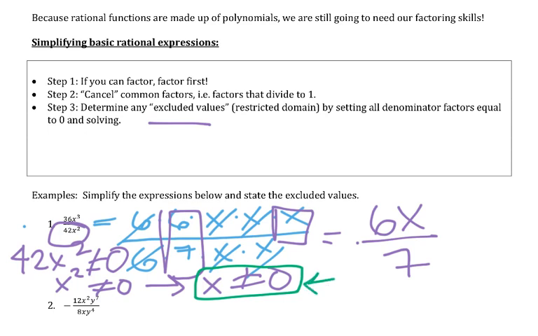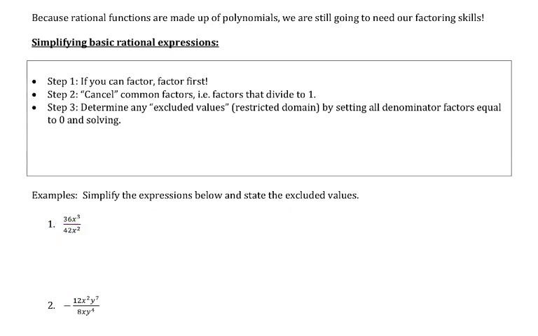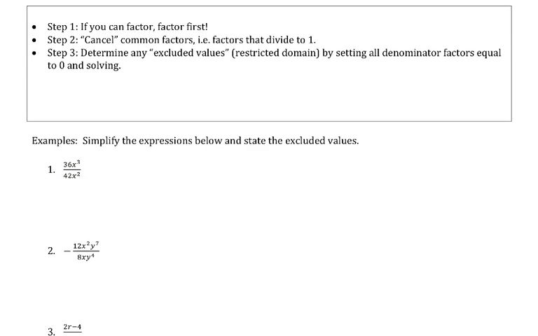So we can either call this an excluded value, and I'm just going to abbreviate that, or you can think of this as the domain. If this was a function, this is the x value that you cannot have in the domain. Okay, so let me clear that so I can give us a little more space. So the final simplified version there was 6x over 7, and x cannot be 0.